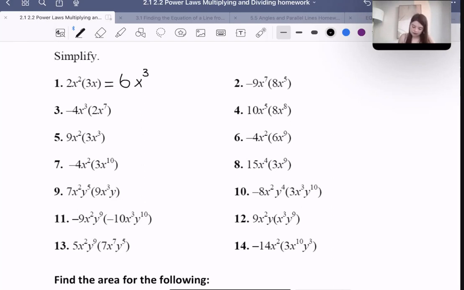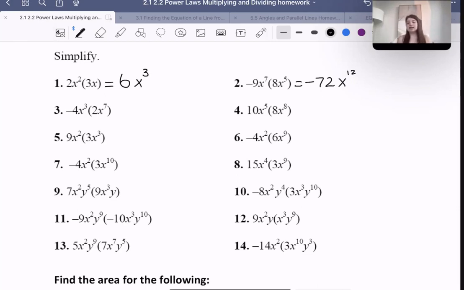Negative 9 times 8. Well, that's going to be negative 72. So the first thing I did is I took the coefficients and I multiplied them together. Now we have the powers, right? So we have the exponents. So we have x to the power of 7 times x to the power of 5. So we're multiplying two exponents together with the same base. So we add up the exponents. So 7 plus 5 is 12. So x to the power of 12, like that. Good.